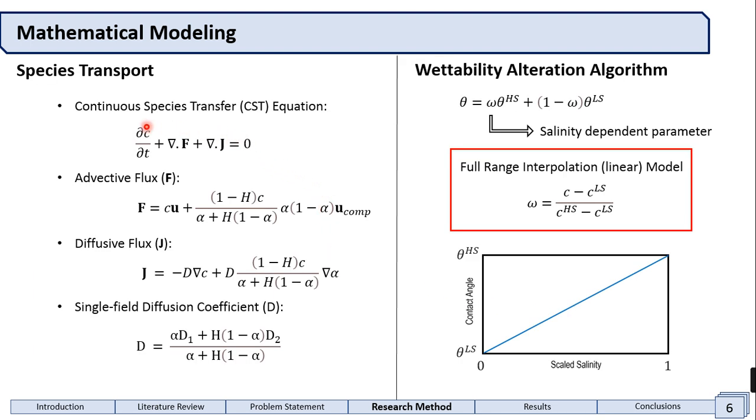The concentration has been provided by solving another equation called continuous species transfer, or simply CST. As for the wettability alteration, the full range interpolation method, which is a linear approach, has been used to interpolate the value of contact angle between an upper and a lower threshold as low-salinity water flows through the pore space.